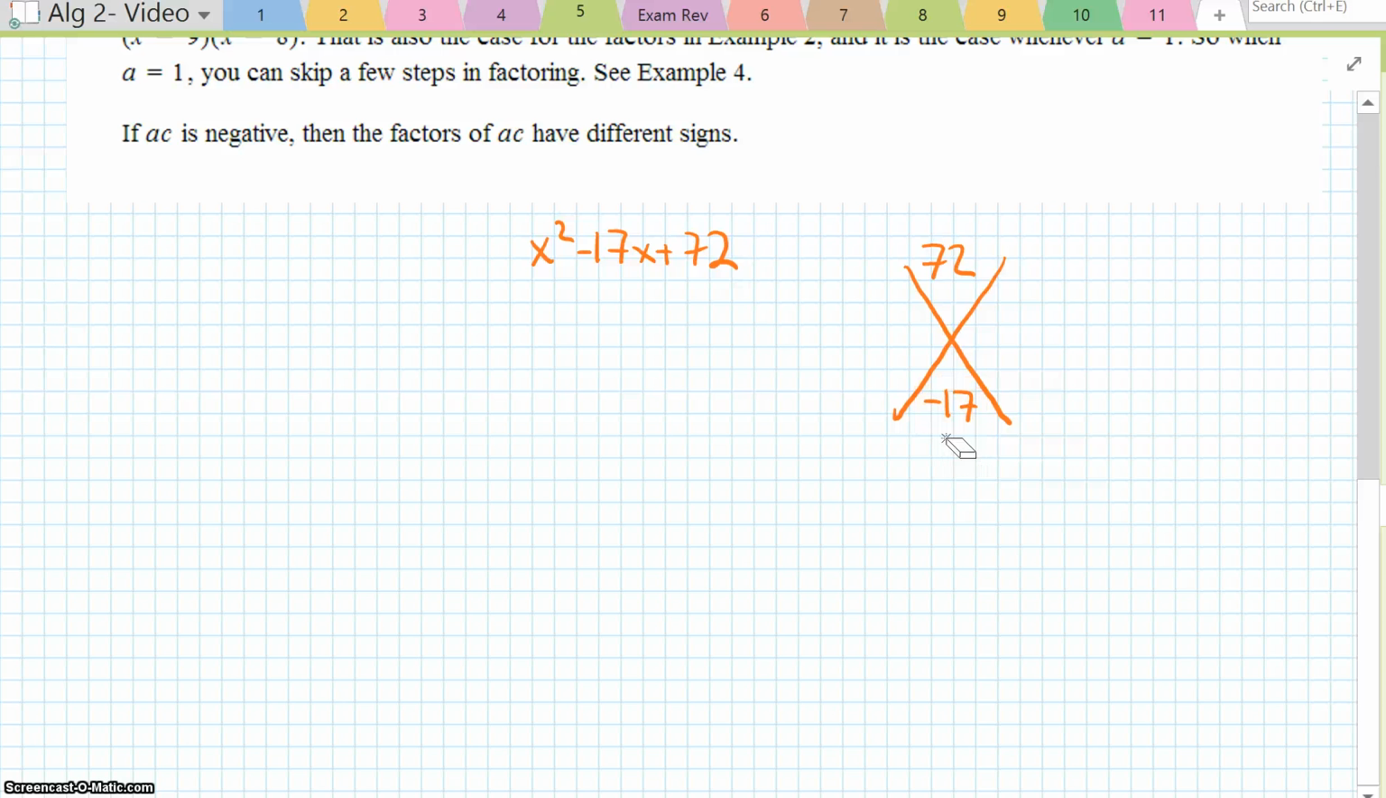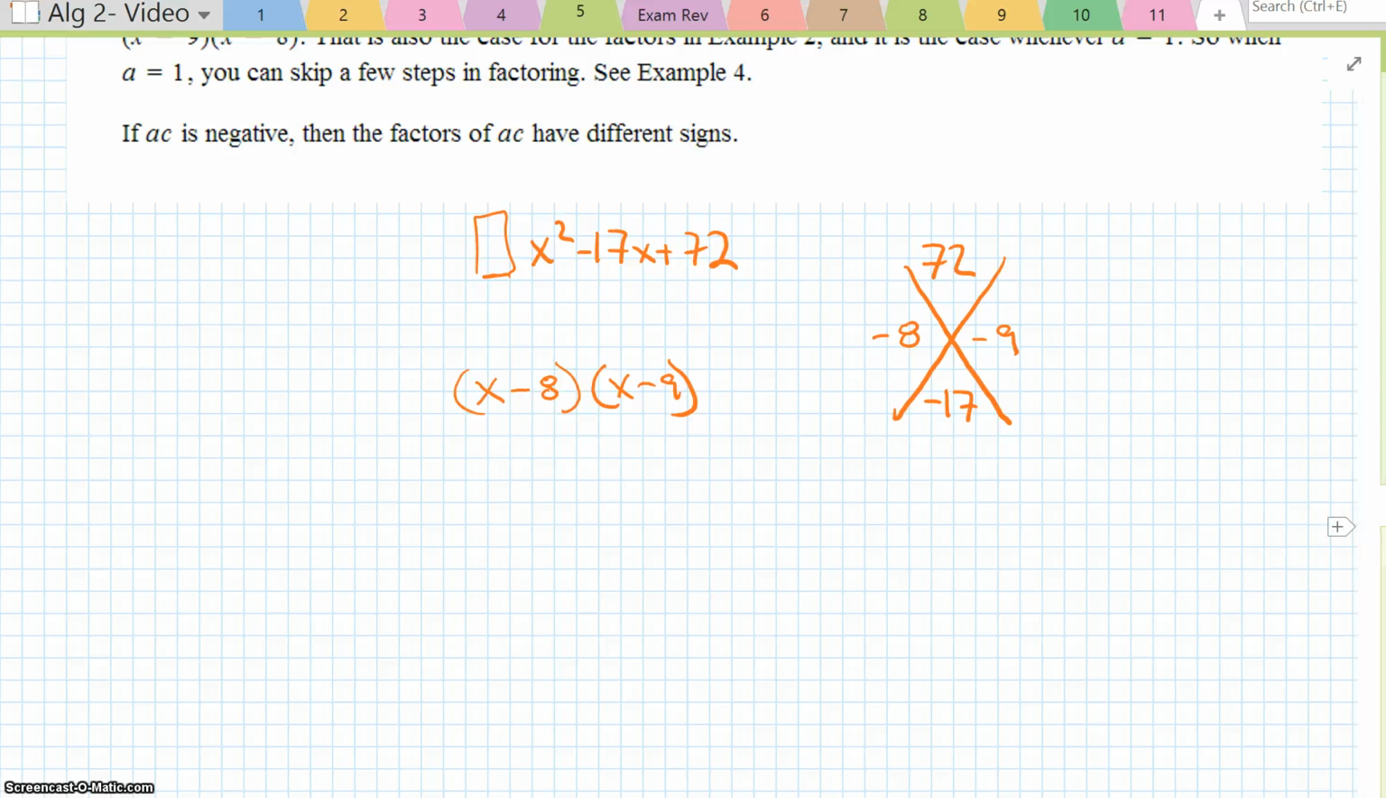So what two negative factors of 72 have a product of 72 and a sum of negative 17? Well, what comes to mind for me is negative 8 times negative 9. Our a value is still 1, so I can just do the shortcut, x minus 8 times x minus 9. So always be leery of what's positive and what's negative in your quadratic when you x factor.